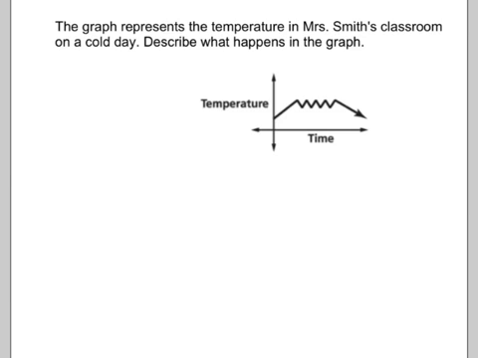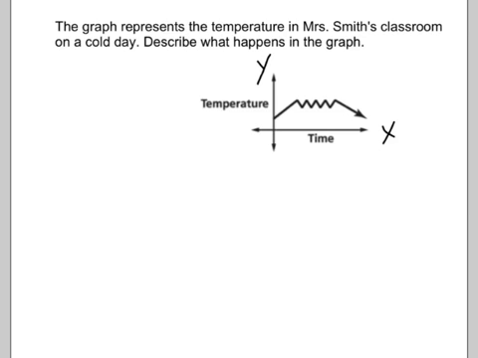So we see the temperature is over here on our y-axis. We see our time is our x-axis, and remember we talked about independent and dependent variables, that the independent variable is usually the x, the y is the dependent variable. So the temperature is going to be dependent on the time of day.